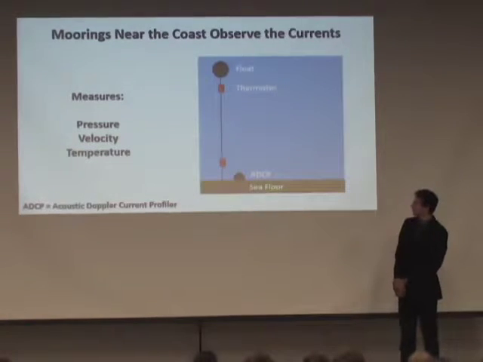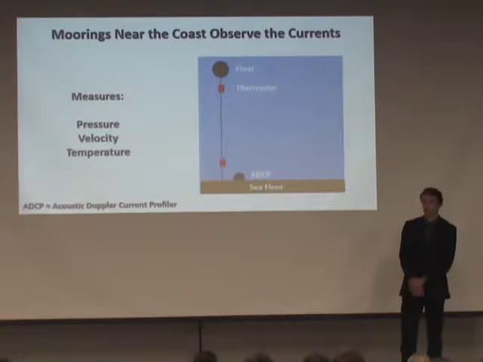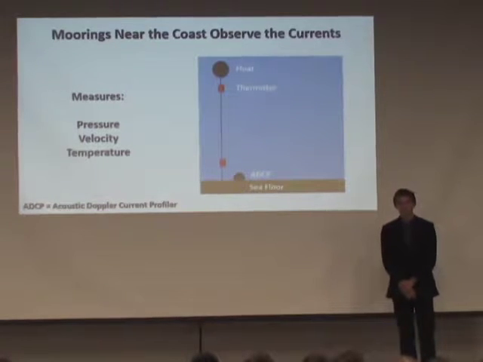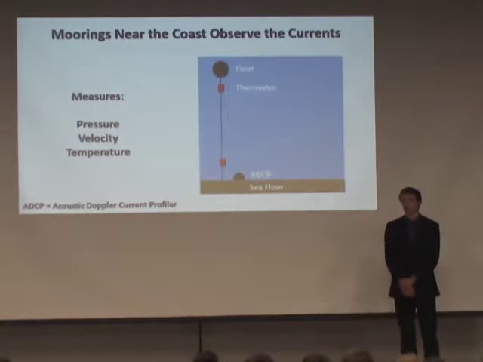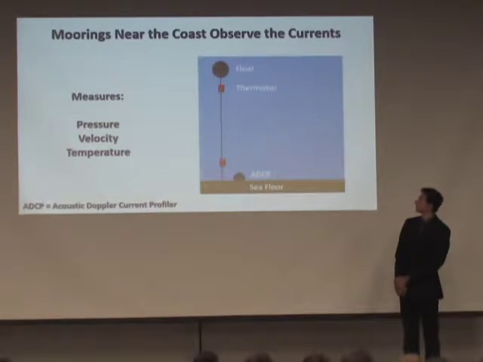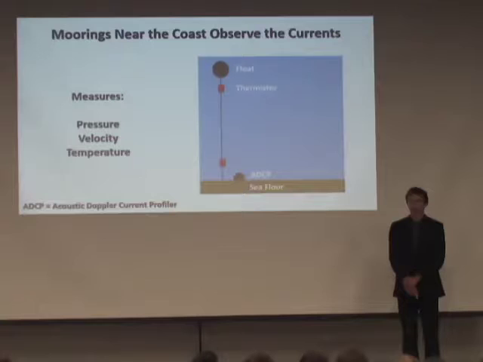And the first thing I'll point out about these is the acoustic Doppler current profiler, or ADCP, which is located on the seafloor. ADCPs can measure both pressure and velocity, and it can measure velocity at different depths in the water column, as well as the thermistor, which is located on the mooring line. And these can be used to obtain a temperature profile of the water column as well.